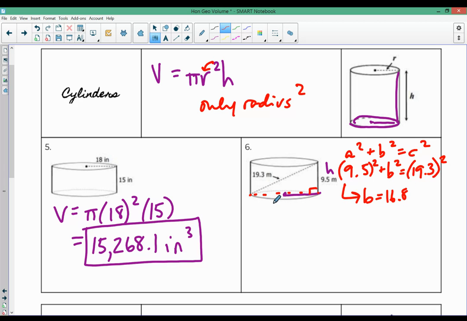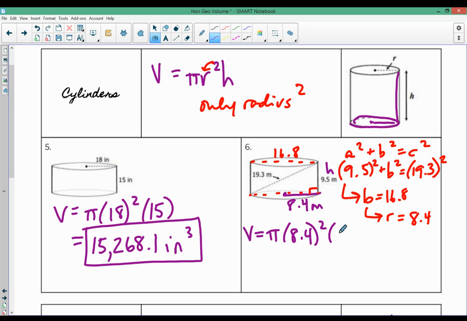So that means the whole thing across is 16.8. But I want the radius, so the radius will be half of that, 8.4. So I'll use that to help me solve this problem now. The volume is pi times the radius squared times the height between the bases. So pi times 8.4 squared times 9.5, and that gives us 2,105 and 9/10 cubic meters.